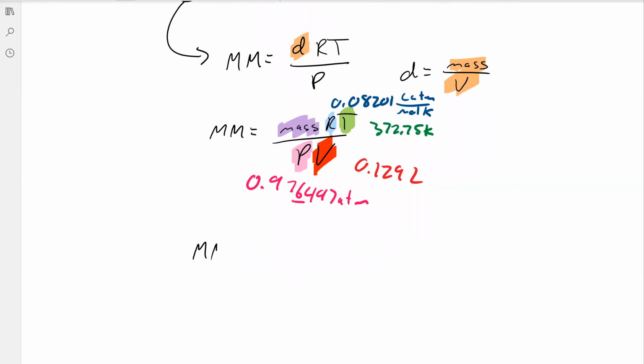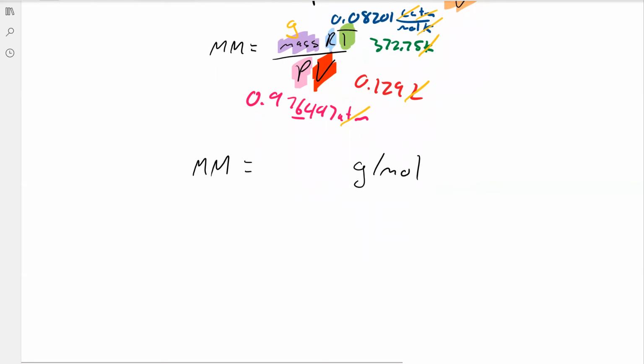If you think about the units here, the atmospheres cancel with the atmospheres, the liters cancel with the liters, and the Kelvin cancel with the Kelvin. This mass right here was in grams, and we've got moles there as well. So we have units of grams per mole left, which is perfect because that is the unit we need. In this case, you end up with 120 grams per mole, which is pretty spot on, of course, because this is a worked out example. And the molar mass of chloroform, which has a formula of CHCl3, is about 119 grams per mole.